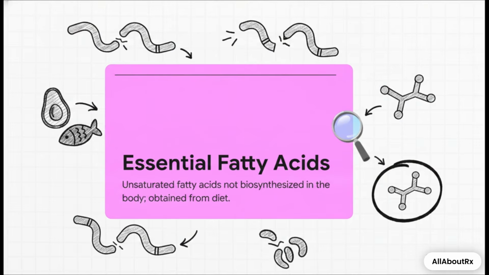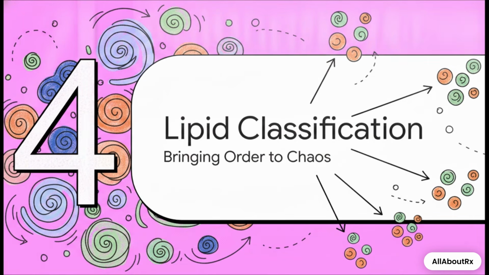Now this brings us to essential fatty acids, or EFAs. These are unsaturated fatty acids, like linoleic and linolenic acid, that our bodies just simply cannot biosynthesize on their own. We absolutely must get them from our diet. I really want to emphasize that linoleic acid is a true essential fatty acid here. Interestingly, if you get enough dietary linoleic acid, your body can actually use it to build other crucial molecules, like arachidonic acid.